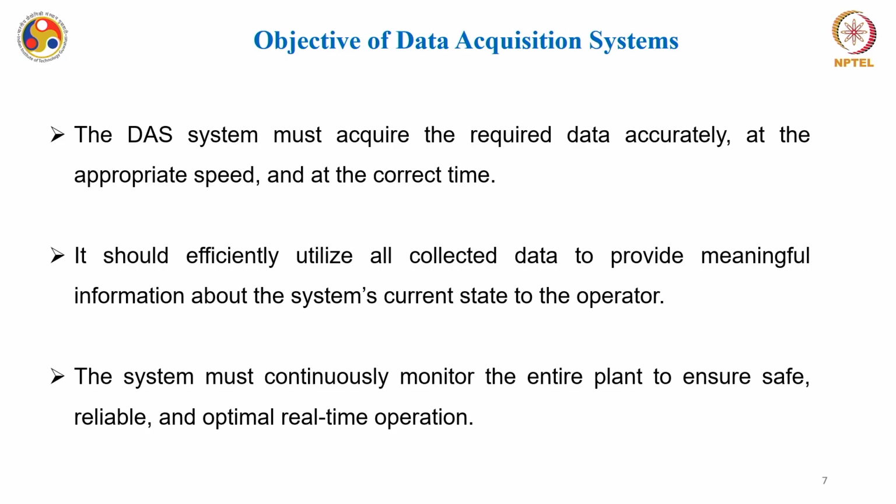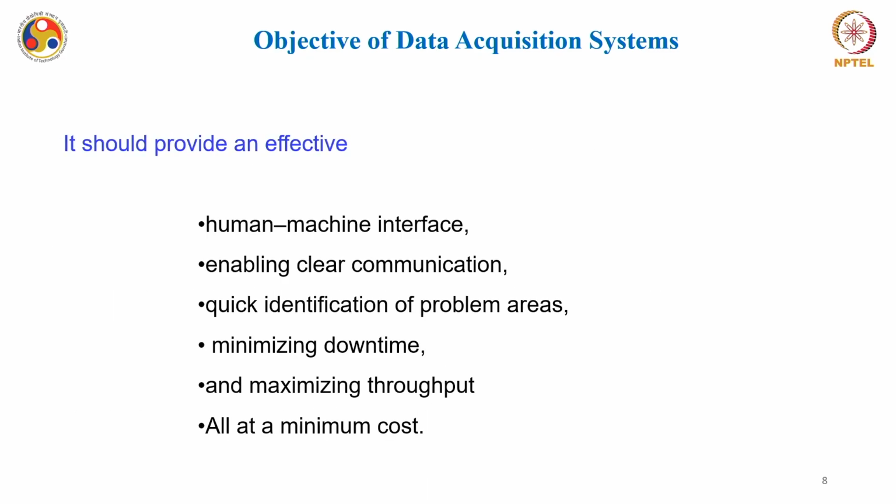It should efficiently utilize all collected data to provide meaningful information about the system's current state to the operator. The system must continuously monitor the entire plant to ensure safe, reliable and optimal real-time operations. So, the objective of a data acquisition system is that it should provide an effective human-machine interface. It should enable clear communication, say from one processor to another processor, or maybe one system to another system, and quick identification of problems or problematic areas.